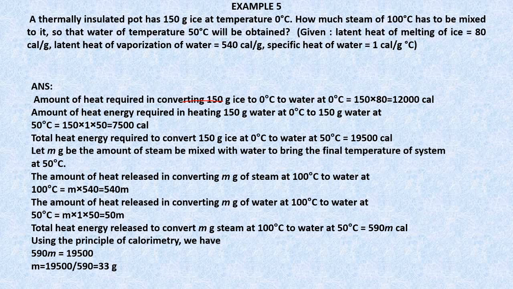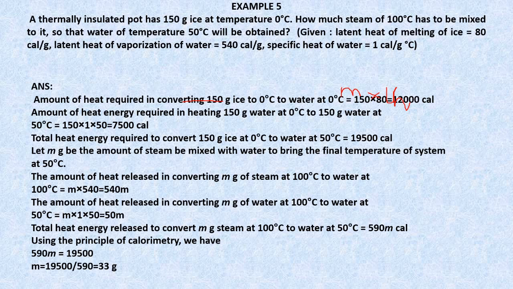Now over here we are converting this ice to water at 0 degree Celsius. So what will be the formula? It will be M into latent heat of melting of ice. So over here the formula is mass into latent heat of melting of ice, L_H, which will be equal to 150 into 80, which is 12,000 calories.